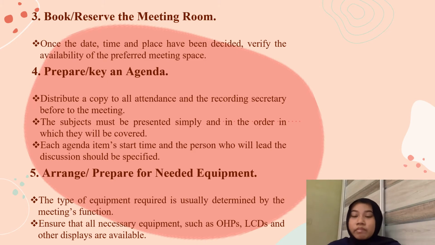Step number 5 is arrange and prepare the needed equipment. The type of equipment required is usually determined by the meeting functions. Also, ensure that all necessary equipment such as OHP, LCD and other displays are available. And you must decide if you are using Google Docs, screenshot service, and audio recording during your meeting. Confirm and check the meeting space and set up or test any necessary equipment ahead of time.